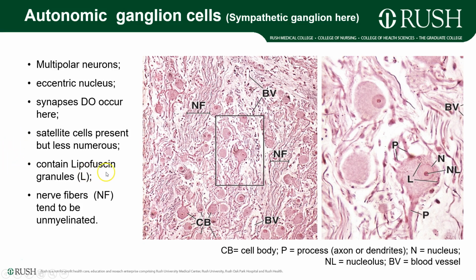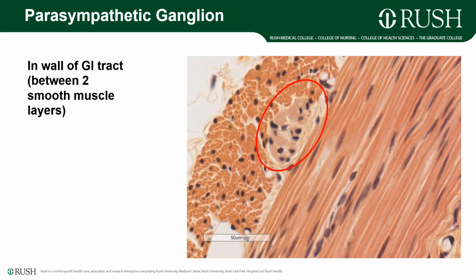They also contain these lipofuscin granules, which are nothing more than lysosomal granules or vesicles within the cell body. And in here, the nerve fibers tend to be unmyelinated. So in the parasympathetic ganglion, and you have seen this in the GI tract, for example, you have seen the outer and the inner muscularis layer. There was an aggregation or collection of these neurons, which are referred to as the parasympathetic ganglion.